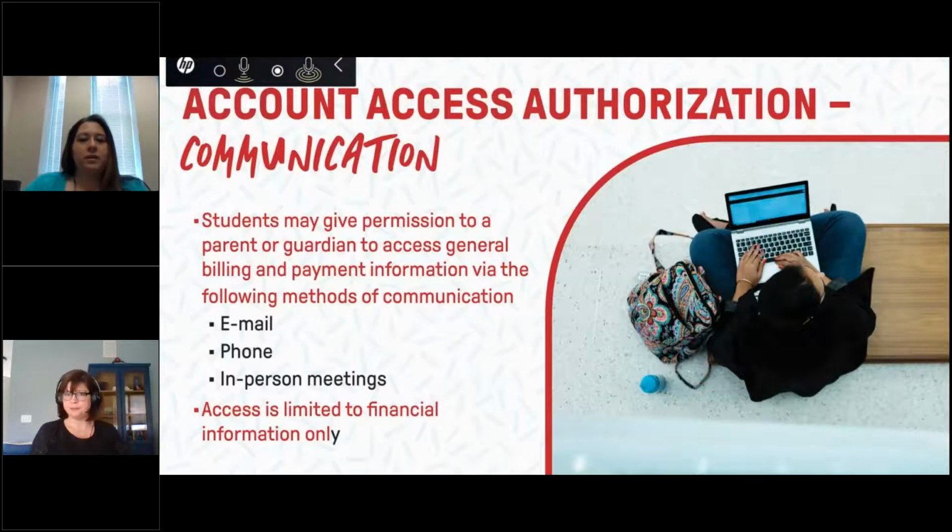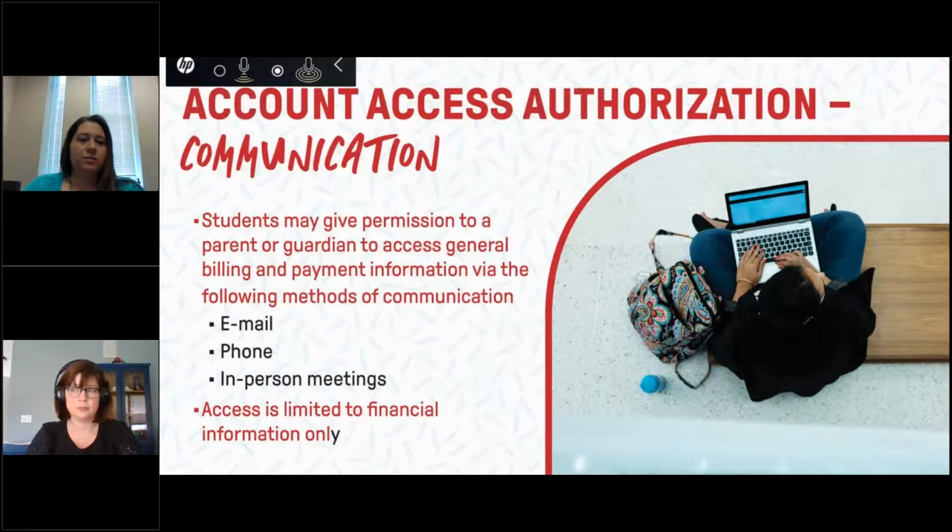So first, I wanted to talk a little bit about accessing the student account. So as a student, Anne touched on that students already have access to Merlin. So what I'm touching on is how to give that access to either an authorized user or a parent, someone that you want seeing your financial information, such as your bill, your balance due, and then the ability to make a payment or even ask questions.